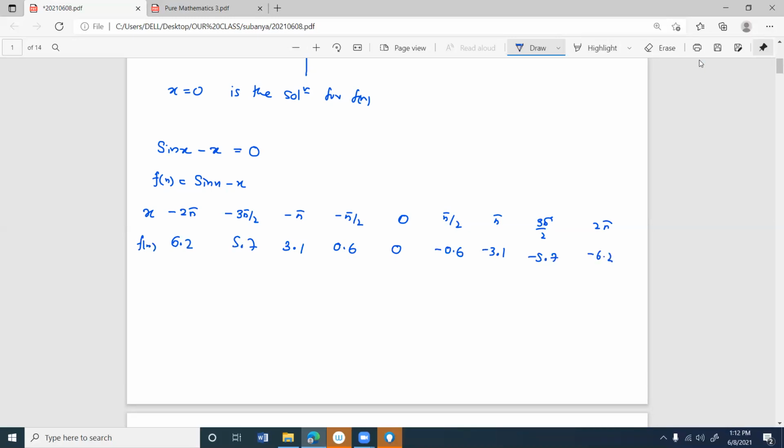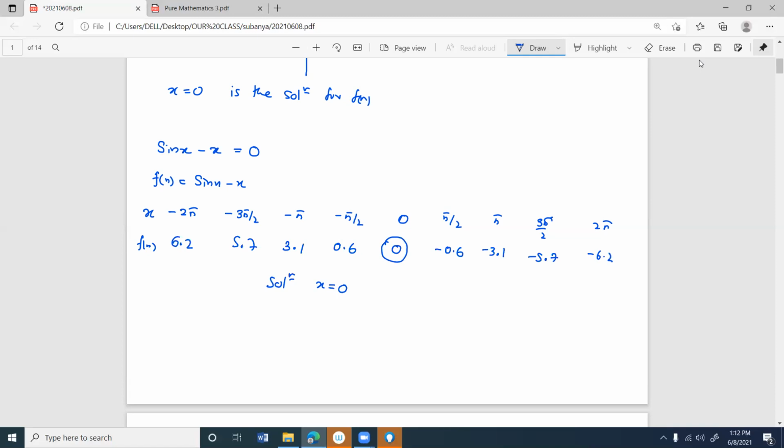So obviously here you get one solution, where the solution is x equals 0. For this case, you don't need to draw it because straightforwardly we have a solution over here, x equals 0, right?